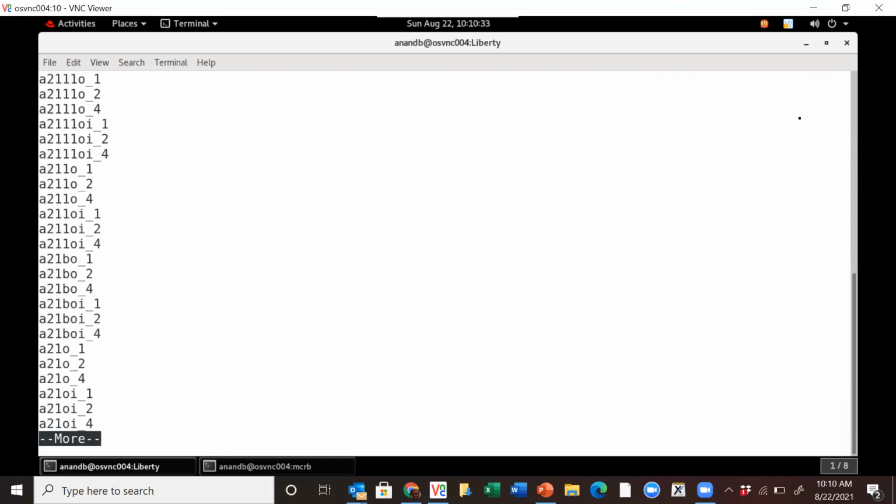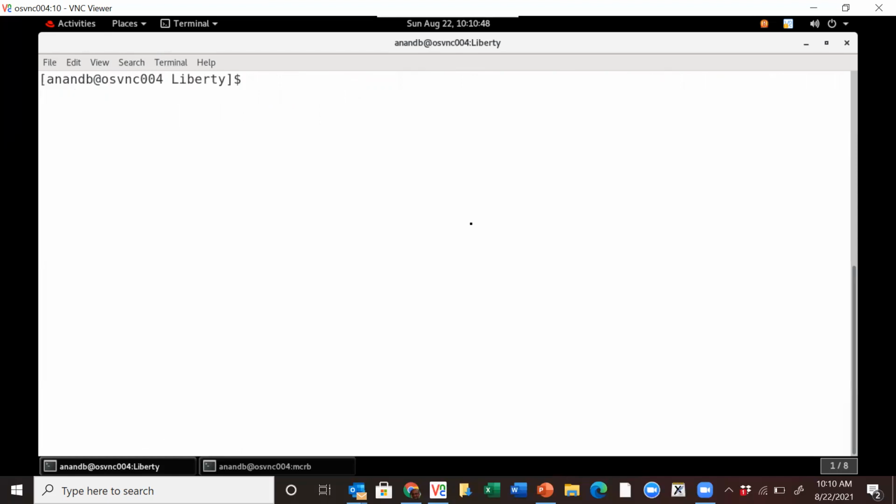And you can see that, for example, this function A2111O, I have 4 drive strengths, drive strength 1, 2, and 4 for that. If I look for buffers, let me look for buffers.